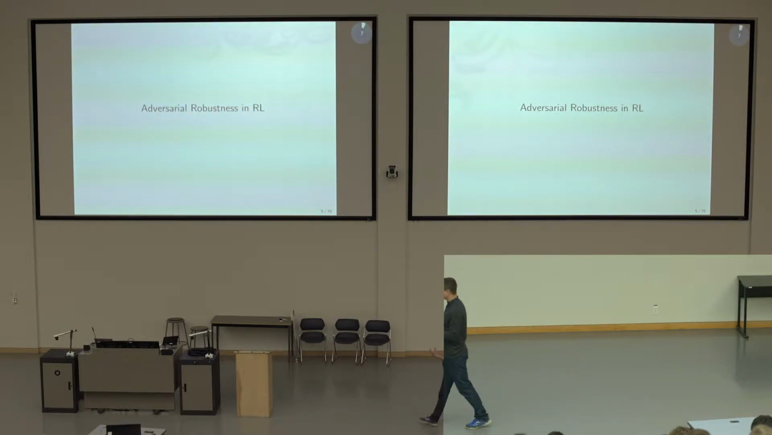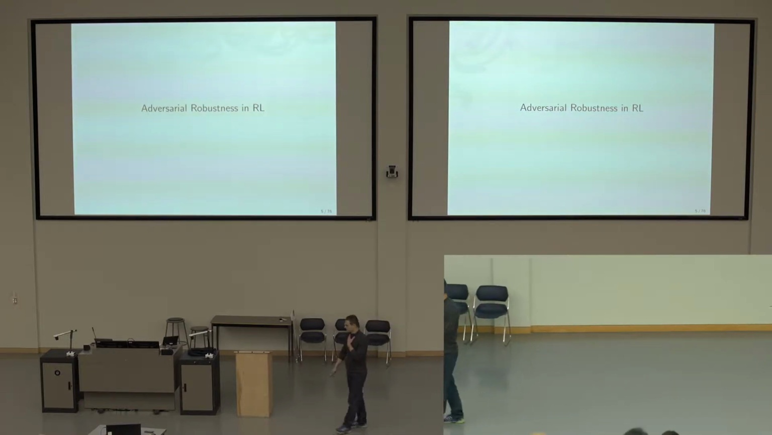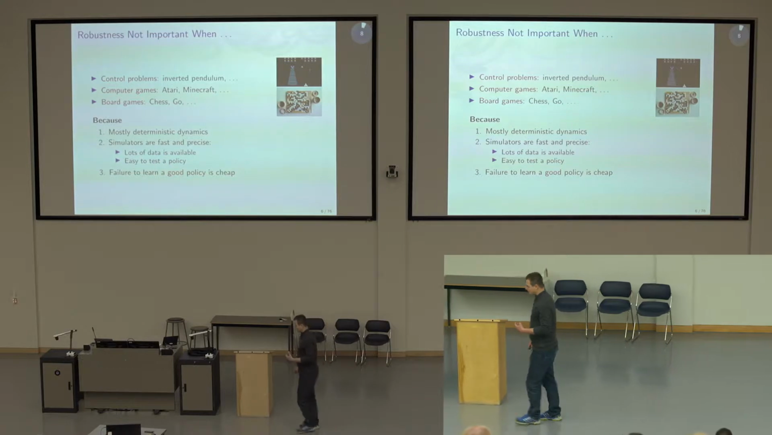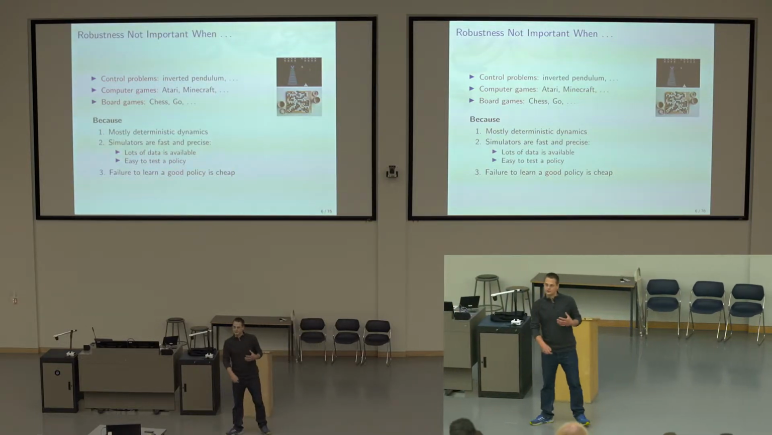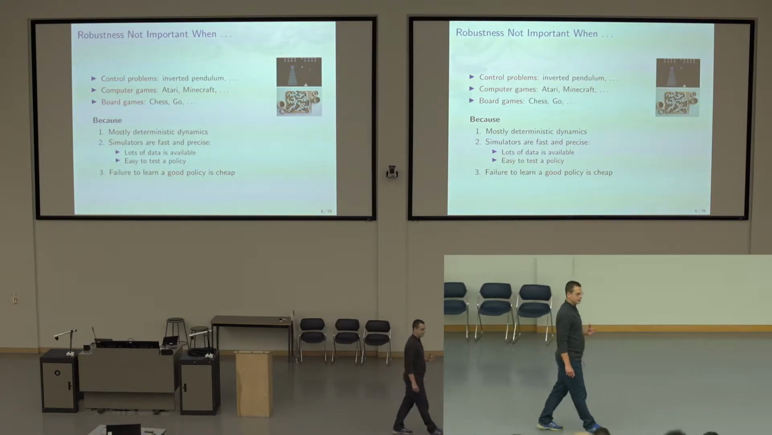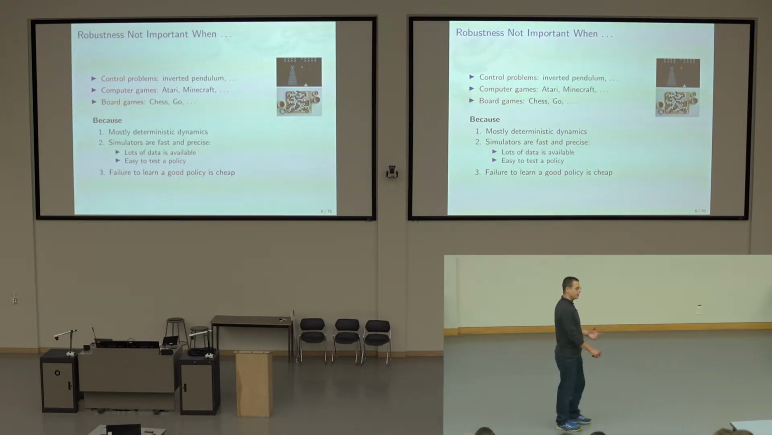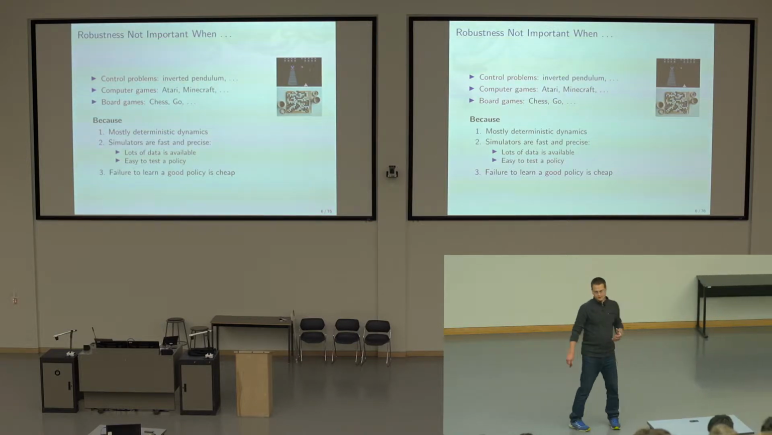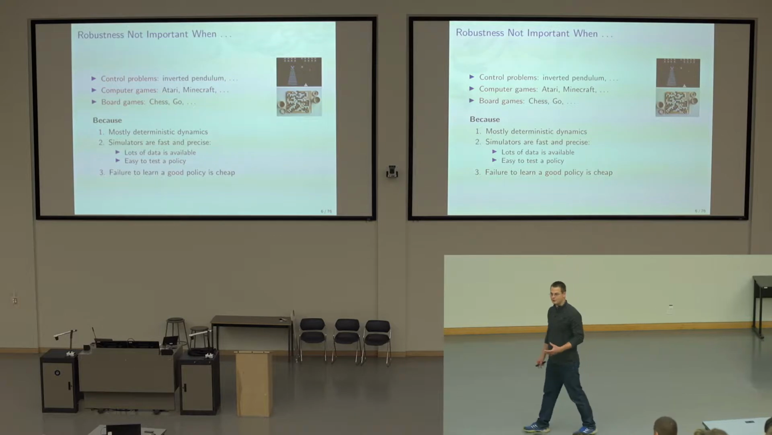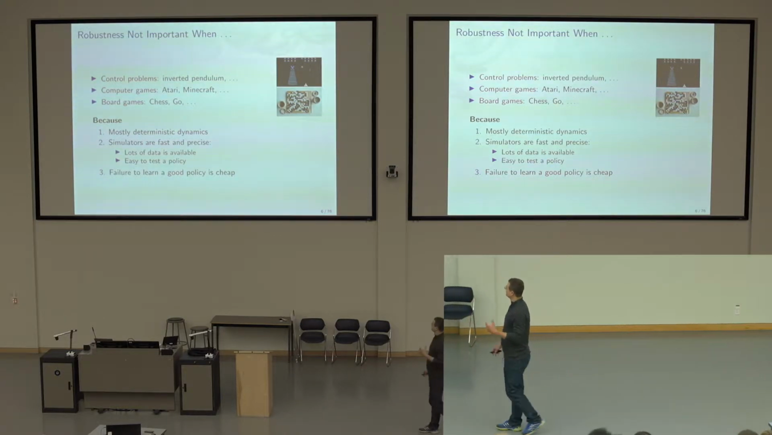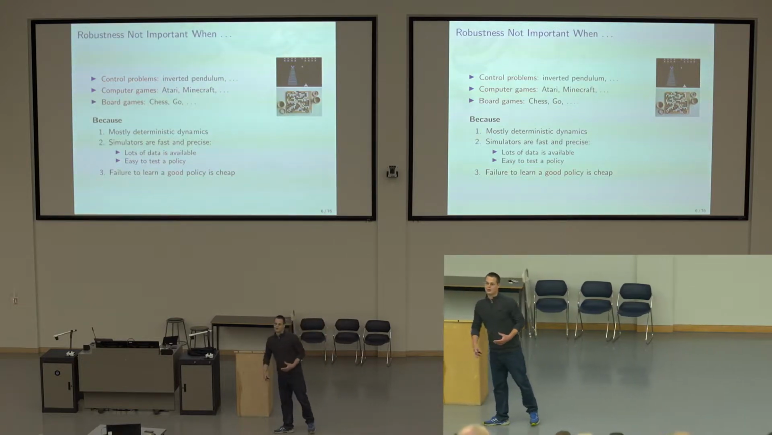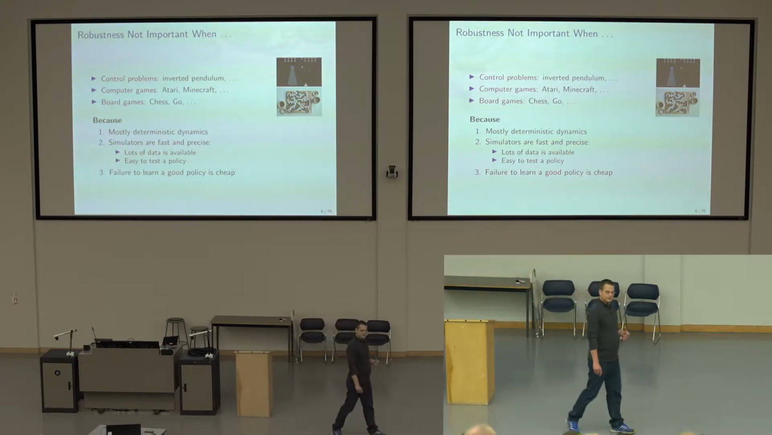All right, so let's start talking about adversarial robustness in RL. I'm going to start with a disclaimer. I don't think robustness always matters. We've solved some really impressive problems using reinforcement learning, and nobody had to worry about robustness. You can solve awesome problems like the inverted pendulum or the cart pole. You can solve Atari games, Minecraft, chess, Go, and so on, and you don't have to worry about robustness. Why is that?